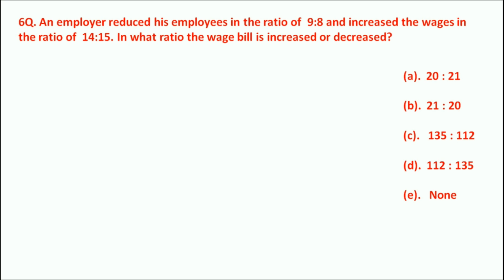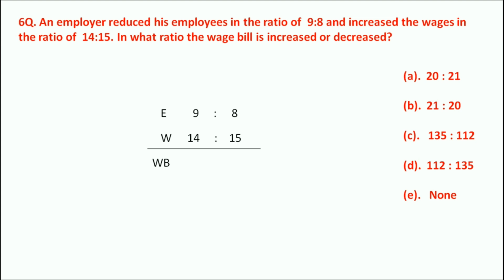An employer reduced his employees in the ratio of 9 is to 8, and increased the wages in the ratio of 14 is to 15. In what ratio the wage bill is increased or decreased? Here in the problem they have given the ratio of employees decreased and the ratio of wages increased and asking us to find the wage bill.